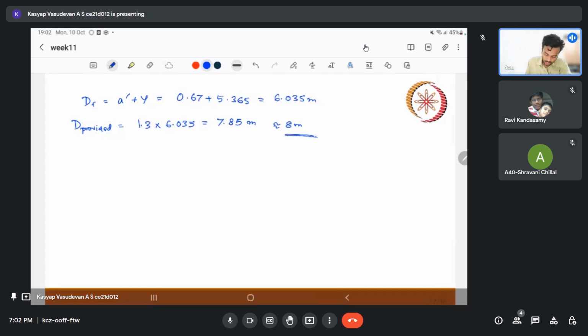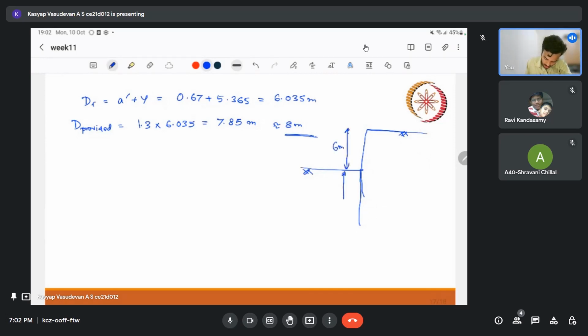This value is quite high because if this is our embedded sheet pile, this was 6 meter, and now this is 8 meter, which is quite high. It doesn't make much sense. So a lot of material is also wasted. In such cases, when we have such a value, since D is very high, we may provide an anchor.